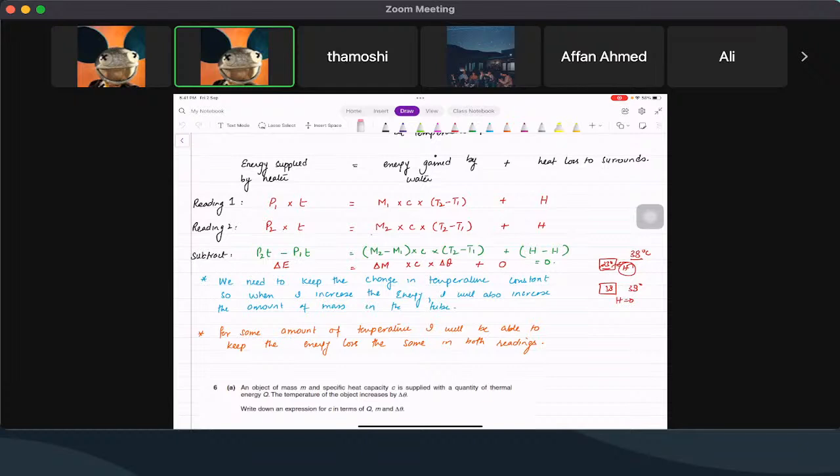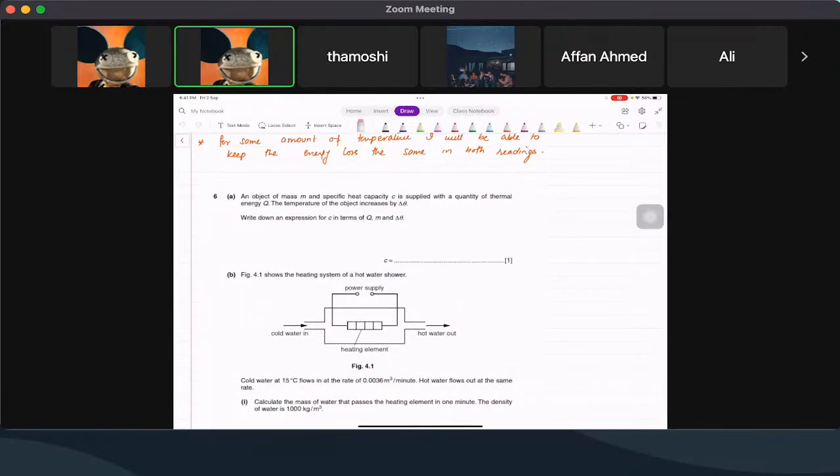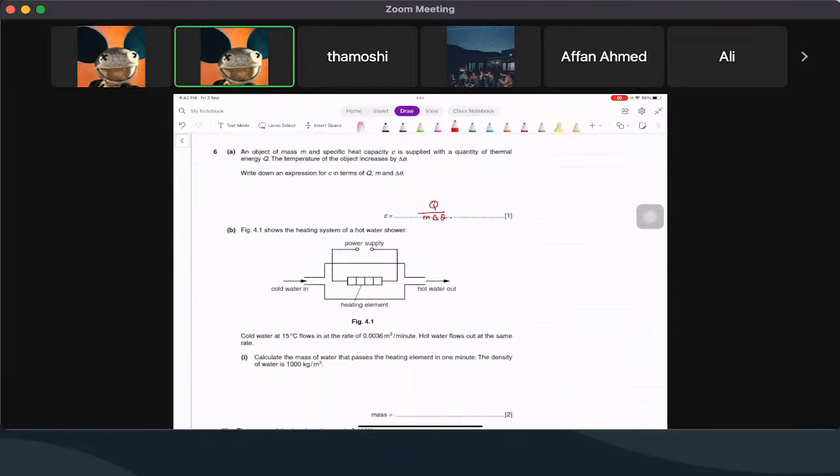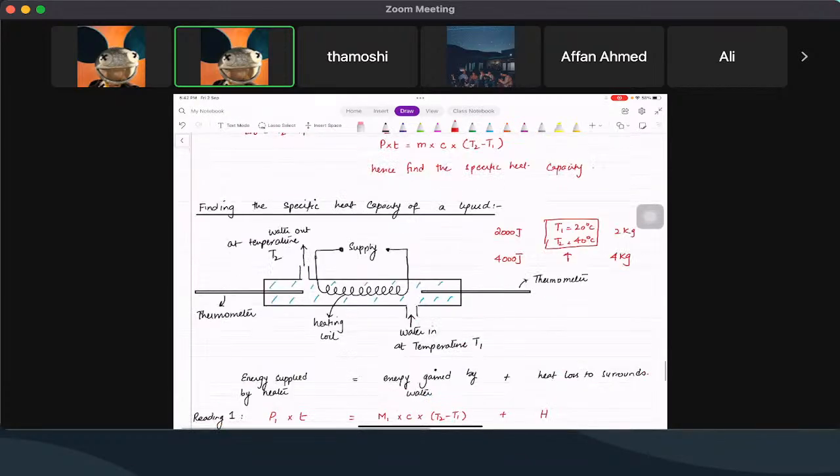Now let's look at this. It says an object of mass m, heat capacity c, is supplied a quantity of thermal energy q. The temperature increases by delta theta. Write down the expression. So we know that c is equal to q over m delta theta, right? Yes. Now this is almost the same drawing that I got you.